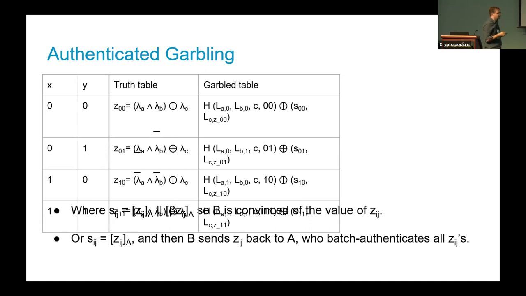The second bullet point says there are other ways of doing this. You can also just open the value Zij and not authenticate till the very end, because once the circuit is done evaluating, it can't abort anymore. So there can't be any more selective failure attacks. So at that point, there's no harm in B telling A what path they went through, and then A authenticates.